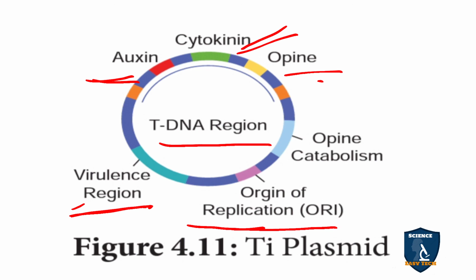If they ask about pBR322, you have to write the points and give the diagram for the pBR plasmid. For the Ti plasmid or T-DNA, you also have to give the points and write this answer.